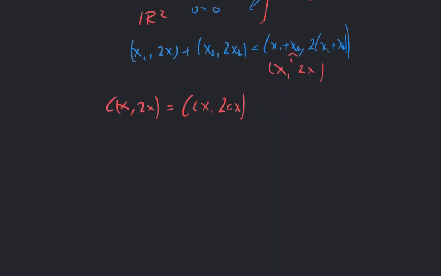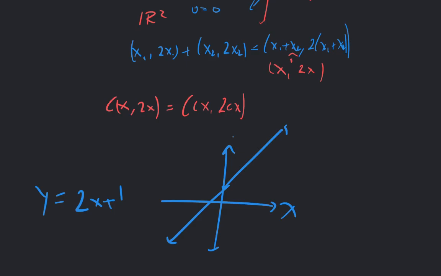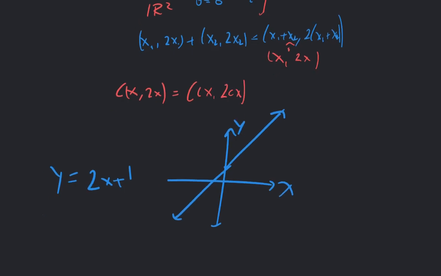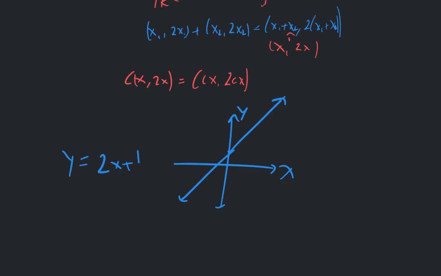But if we were to say y is 2x plus 1, is this a subspace of R2? And the answer would be no, because if we plug in y is equal to 0, x is equal to 0, we get 0 is equal to 1, so it doesn't go through the origin, so it is not a subspace. It also would not satisfy closure under addition.